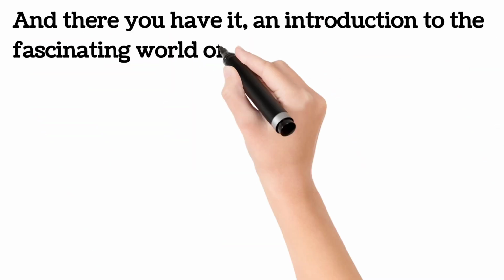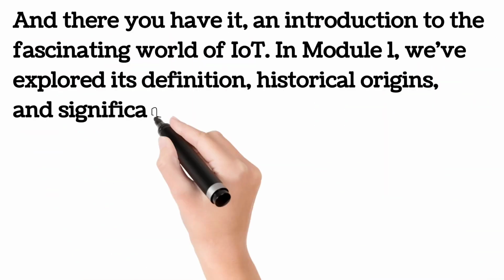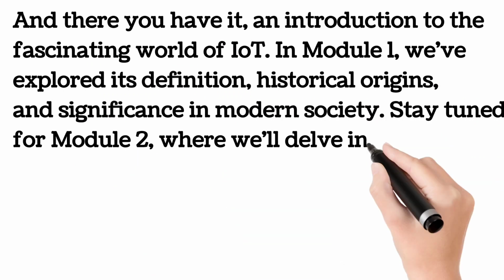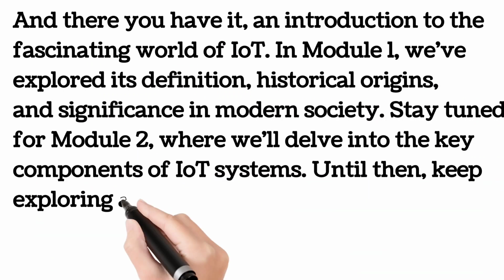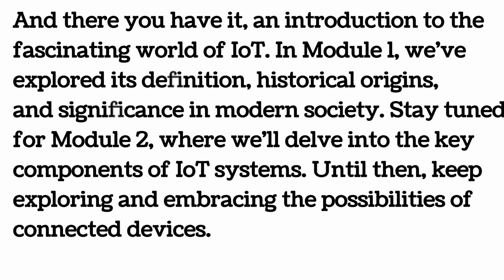And there you have it, an introduction to the fascinating world of IoT. In Module 1, we have explored its definition, historical origins, and significance in modern society. Stay tuned for Module 2, where we will delve into the key components of IoT systems. Until then, keep exploring and embracing the possibilities of connected devices.